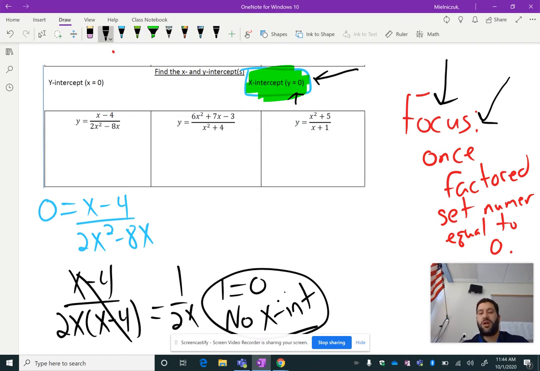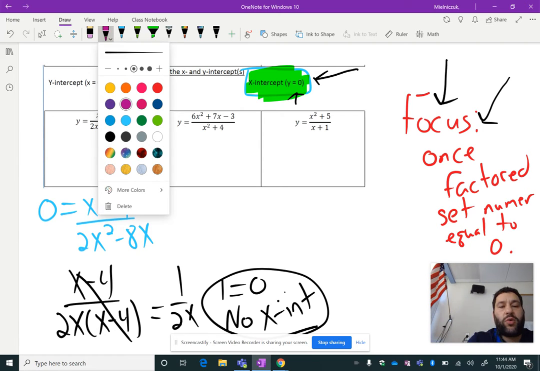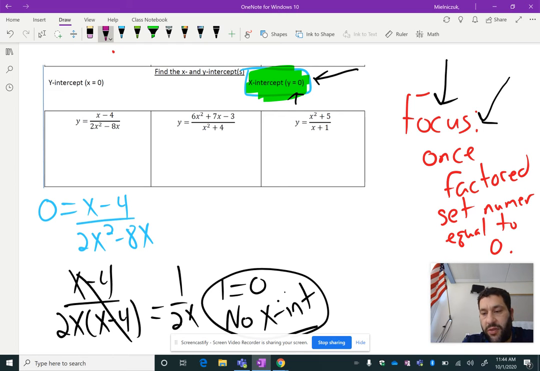All right, let's take a look at number 2. Now, for number 2, we already know from doing this earlier, there's nothing you can cancel with the denominator. So it's already factored in terms of the denominator. So now we take our numerator and we set it equal to 0, and we factor it.